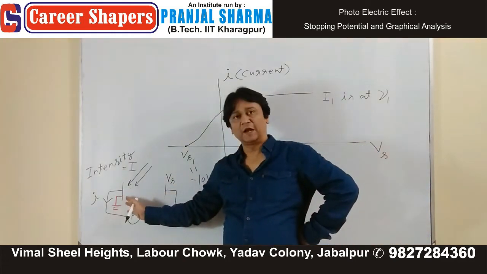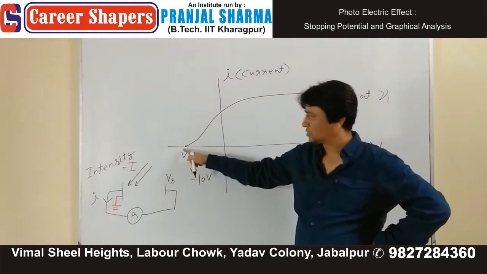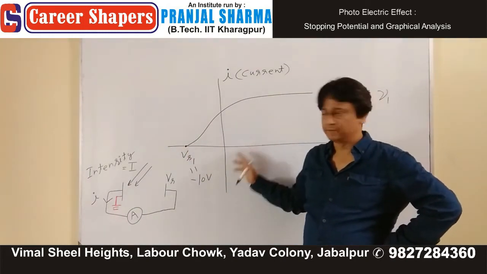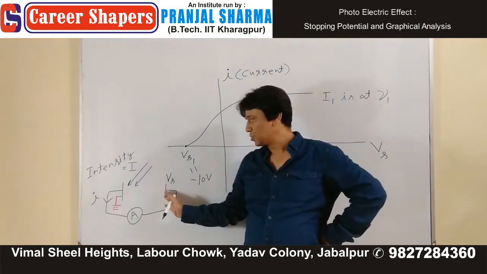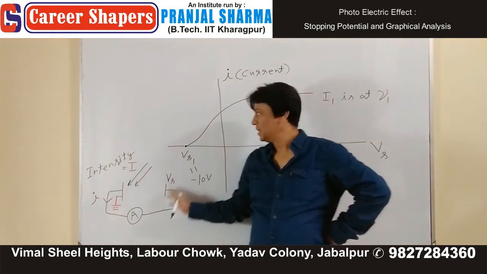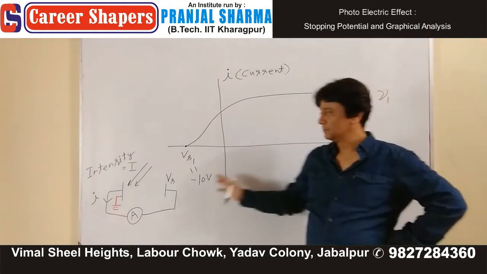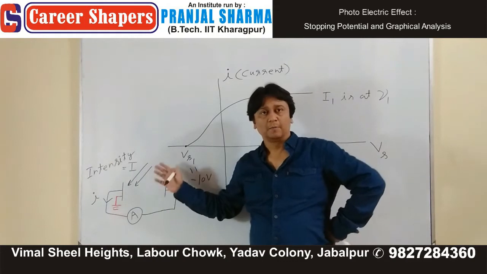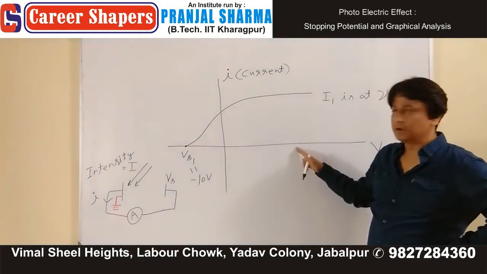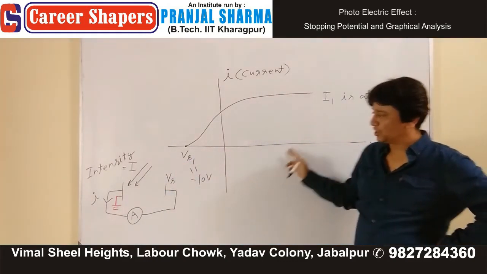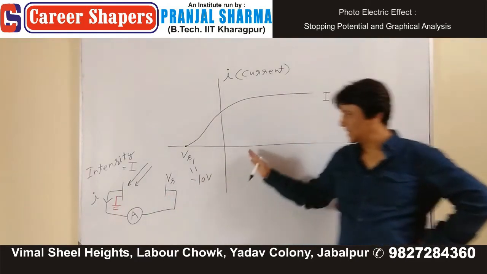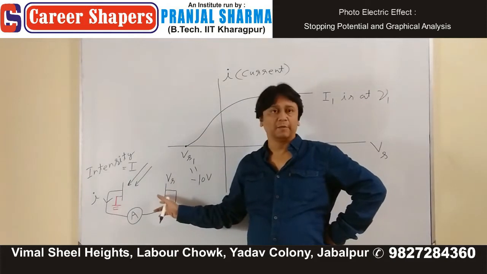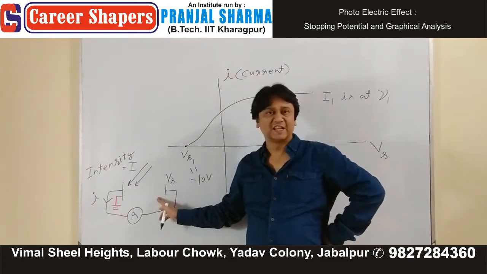All these 100 electrons are stopped. As I make Vs more positive, 10 electrons will be able to reach. When I make it more positive, 20, 30, 40, and so on. But then after a certain potential of the receiver plate, as it becomes positive, all these 100 electrons are able to reach the receiver plate.